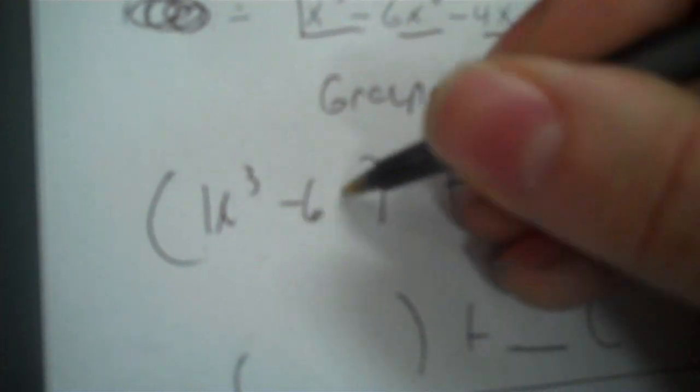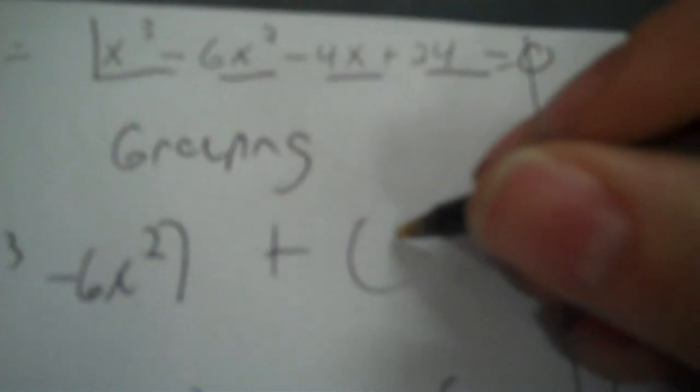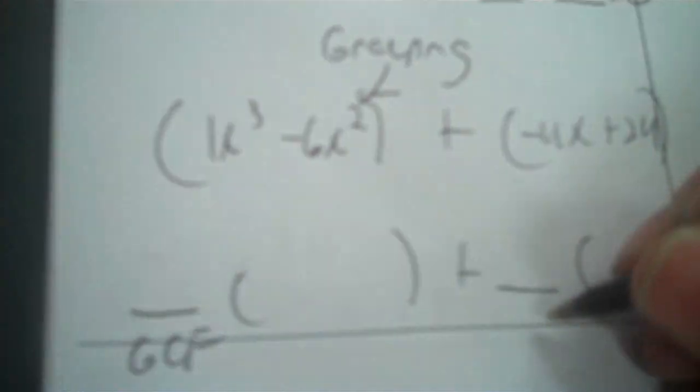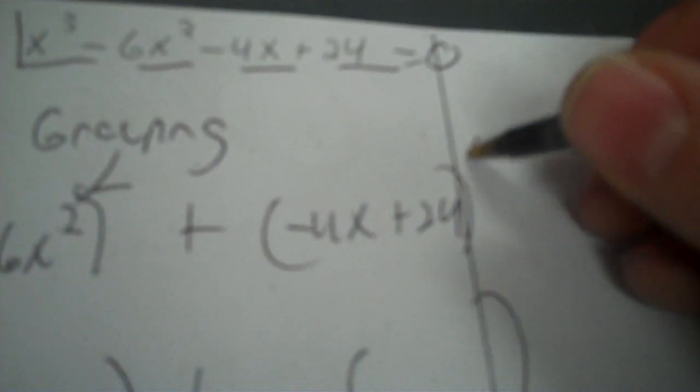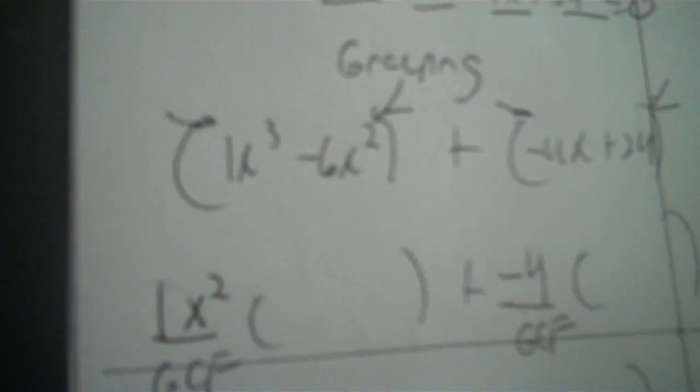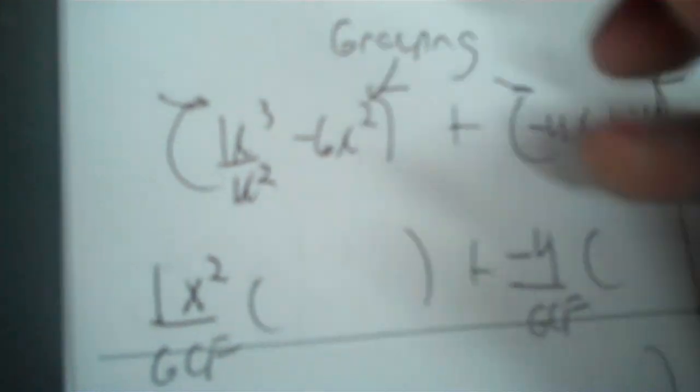Okay, so we have 1x to the power of 3 minus 6x to the power of 2, negative 4x plus 24. Okay, now these are each GCFs out here. Got x squared. No negative, 1 and 6 is 1. Don't have x. We have the negative. 4 and 24 on a chart's 4. So I'm going to divide by 1x squared here. I'm going to divide by negative 4 here.